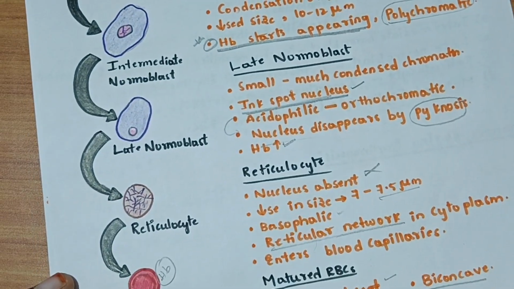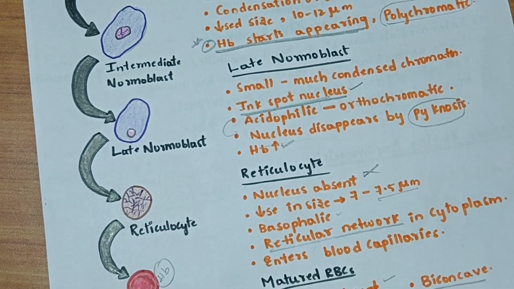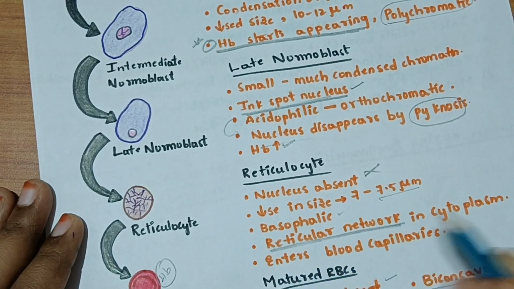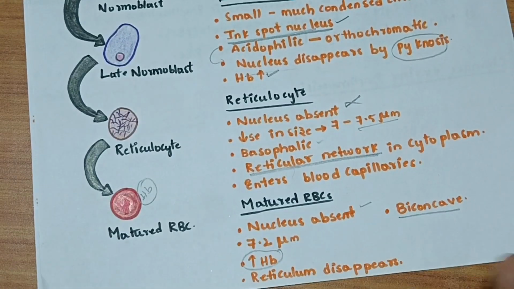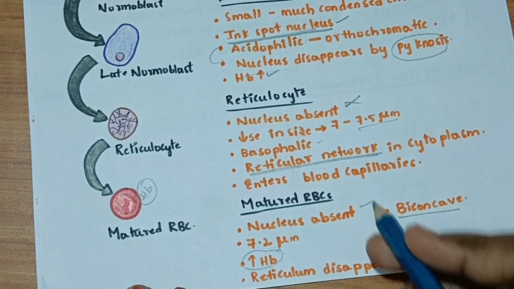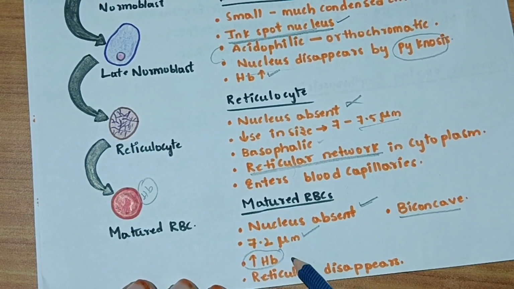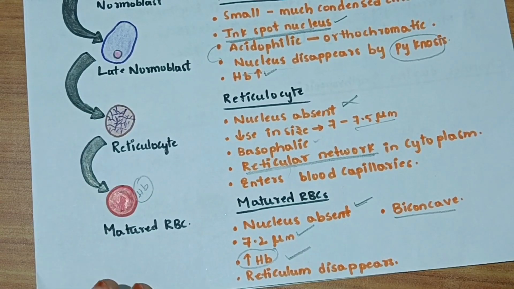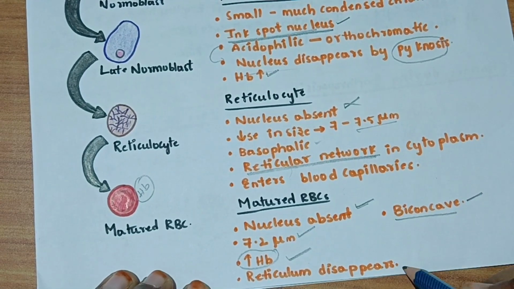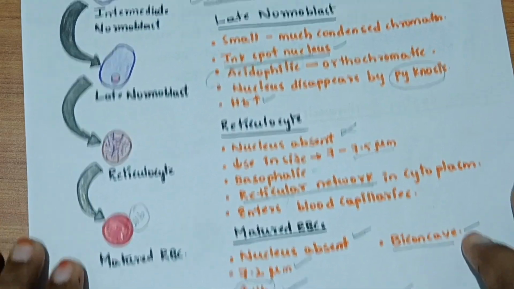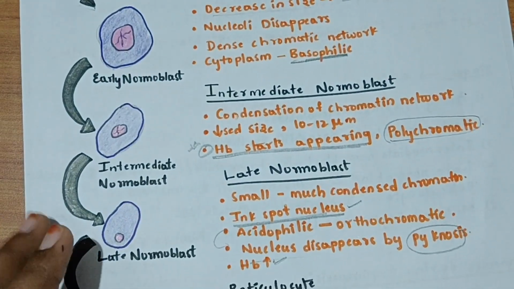In the reticulocyte, you have to mention that there is complete absence of nucleus and the formation of reticulum in the cytoplasm. In the mature RBC, obviously you need to mention the absence of nucleus, increased hemoglobin, biconcave shape, and the reticulum disappears. This is a complete brief discussion on erythropoiesis.